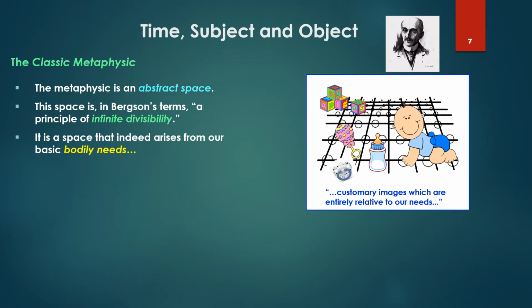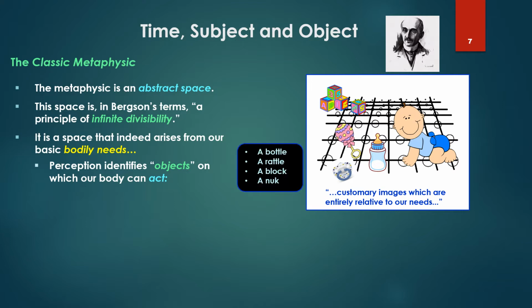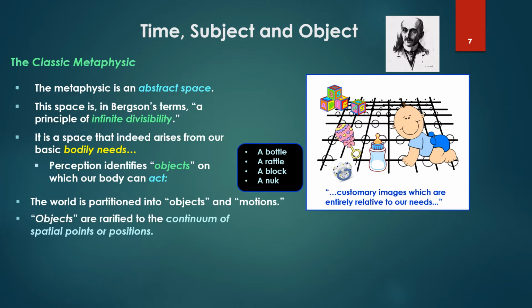So as noted, the classical metaphysic is an abstract space, in Bergson's terms, a principle of infinite divisibility. It is a space that indeed arises in our cognitive development from our basic bodily needs. Perception initially identifies objects on which our body can act. A bottle, a rattle, a block, a nook. So the world is partitioned into objects and their motions. Objects, in turn, are rarefied to the continuum of spatial points or positions.